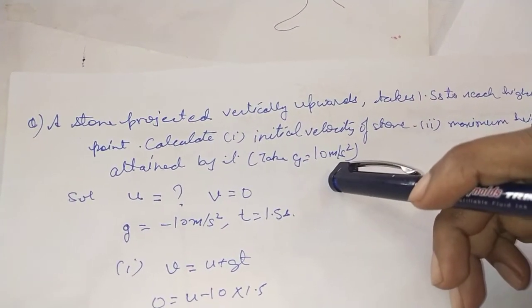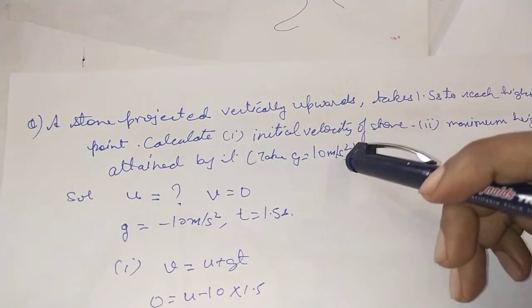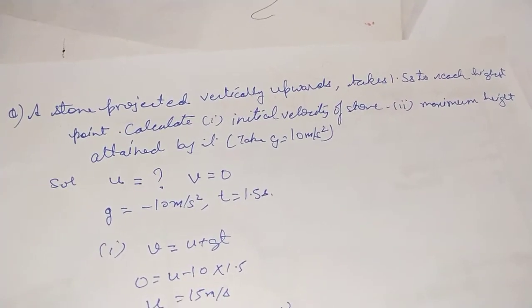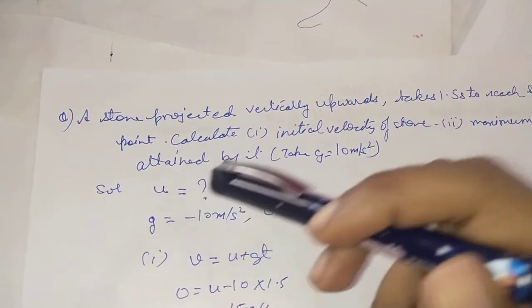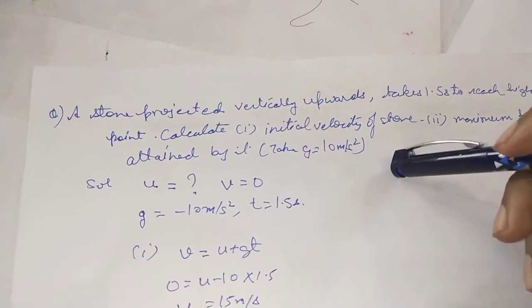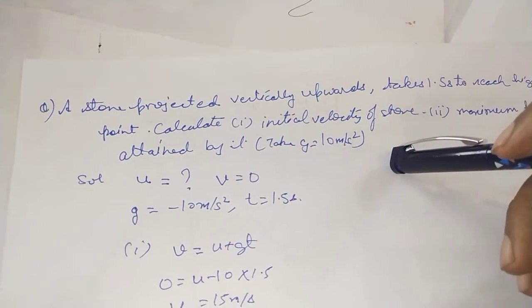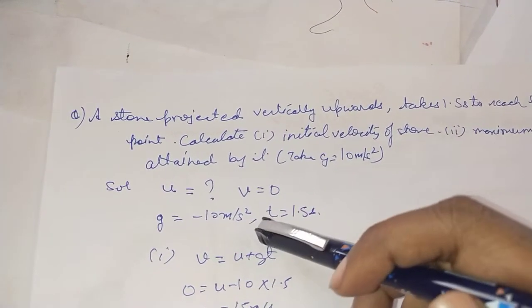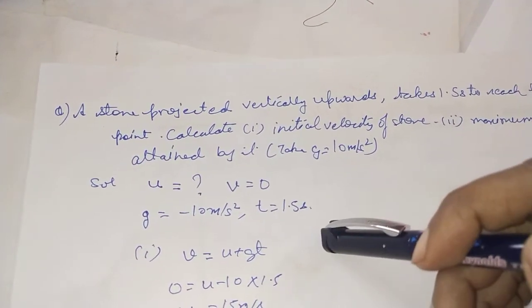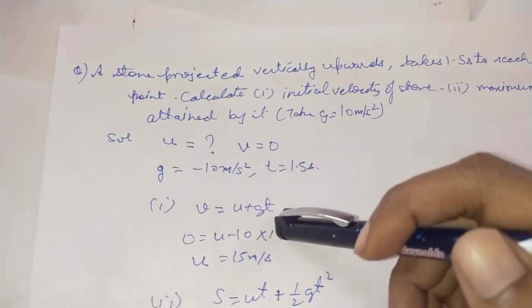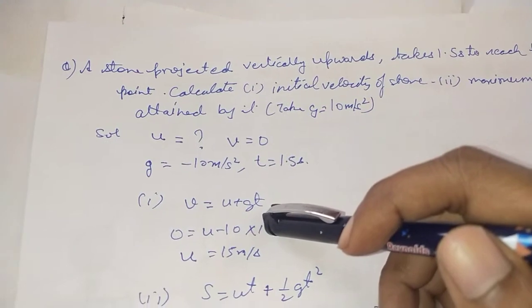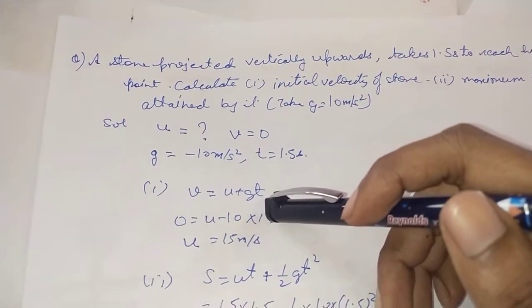And over here, since it will be under the acceleration due to gravity, the value of g is provided to us as 10 meters per second square. So u is unknown, and we know that the final velocity will be 0. So g equals minus 10 meters per second square, and the time taken is 1.5 seconds. So applying v equals u plus at, a will be replaced by g as it will be under the acceleration due to gravity.